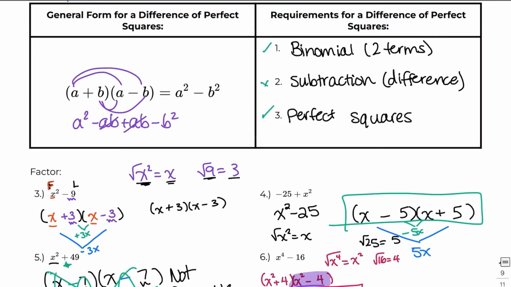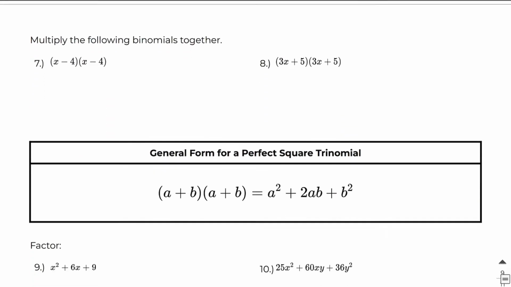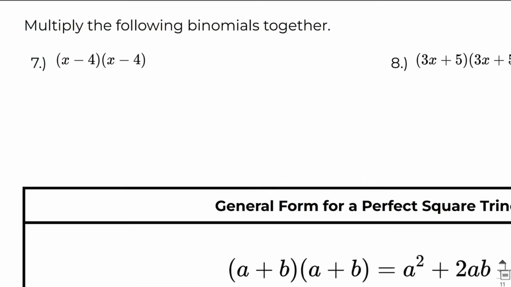So that wraps up our discussion of differences of perfect squares. There's another special pattern that I would like to talk about here. So turning to the next page, in number 7, this is exactly the same or almost exactly the same, except instead of having a plus and a minus, the two signs actually match.